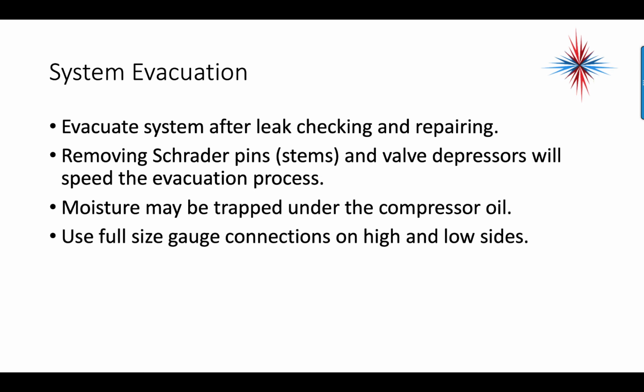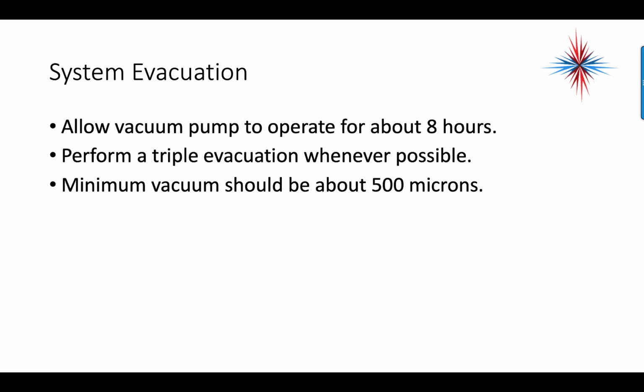Evacuate the system after leak rechecking and repairing. Removing Schrader pins or stems and valve depressors will speed the evacuation process. Just remember to put them back in. Moisture may be trapped under the compressor oil. Use full-size gauge connections on both high and low sides. Allow the vacuum pump to operate for about 8 hours. Perform triple evacuation whenever possible. Minimum vacuum should be about 500 microns.